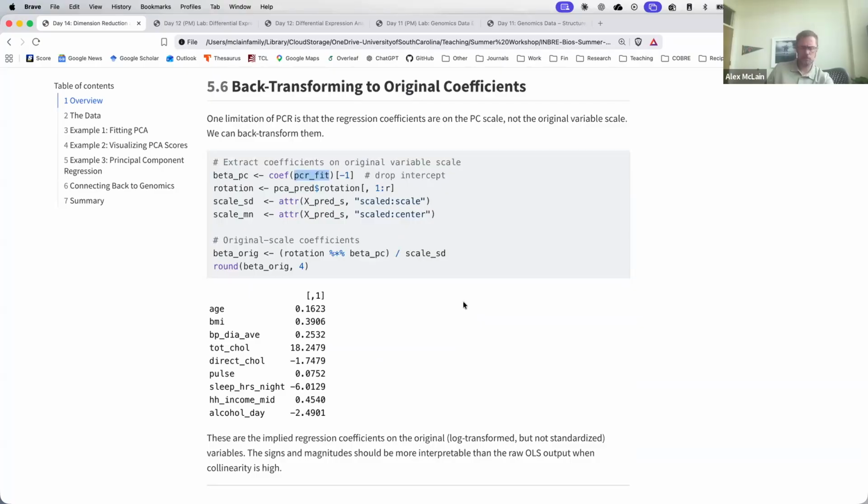Any question on the principal components regression piece?